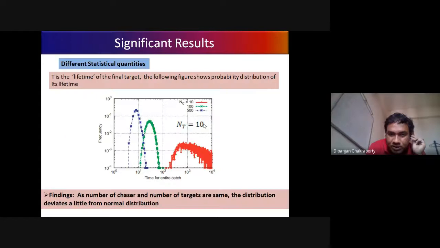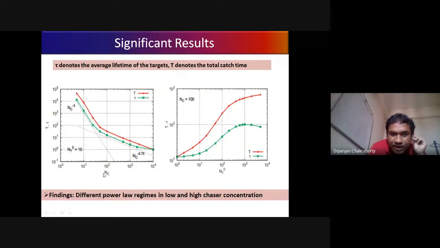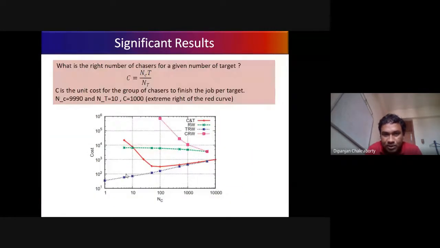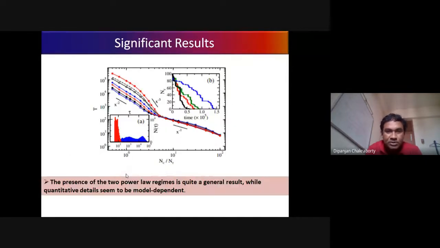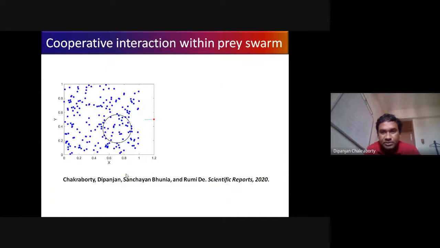The main result shows that if you vary the chaser concentration, so when you have 10 prey or 100 prey or 500, the total catch time changes, and the average lifetime of the targets changes. When they are caught, the prey are removed from the simulation system, but the chasers are present. Even in the particle-based model, the Vicsek-like model I talked about, the chasers are present. I can show the video, where it would be clearer.